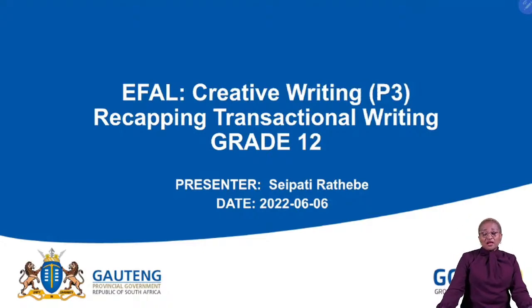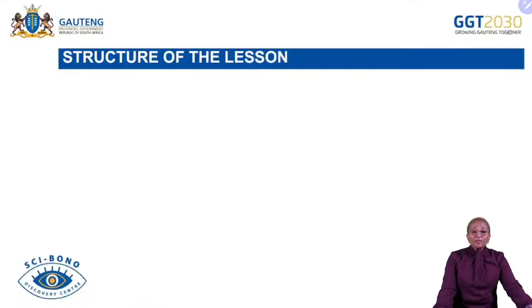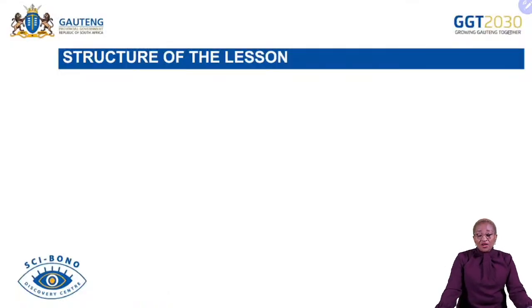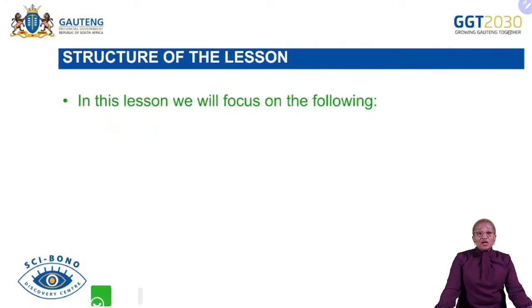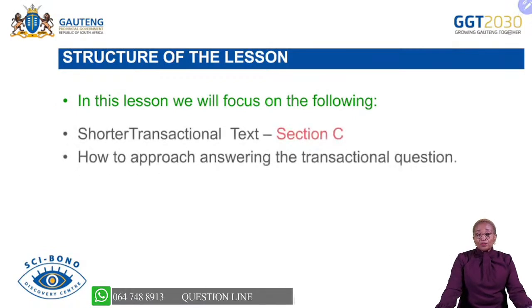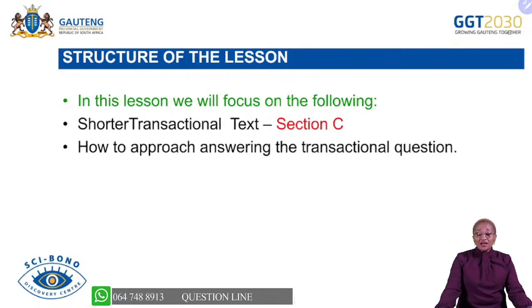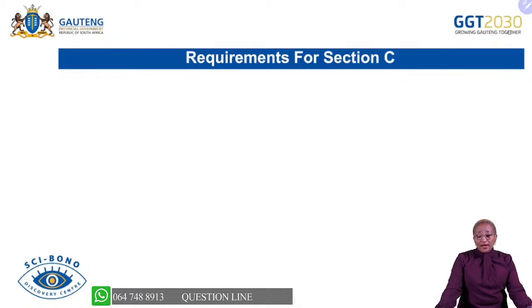Right, let's have a look at today's lesson and the structure thereof. In today's lesson, we will basically focus on the following: a shorter transactional text, which forms our section C. Remember, in the last lesson, we dealt with section B, and now we're moving on to section C of English First Additional Language Paper 3. How to approach answering the transactional text in this section. What are the requirements for section C?